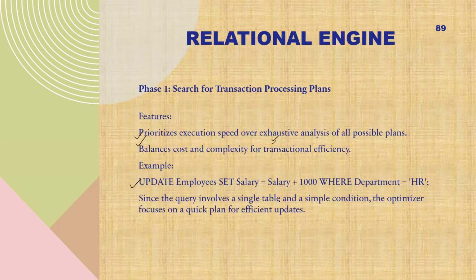update employee set salary = salary + 1000 where department = 'HR', right? So what is this table? This query involves only a single table, and only a simple condition is there. So in that scenario, the optimizer is not going to focus on exhaustive analysis. It will focus on the quick plan, and after that it will show the result.